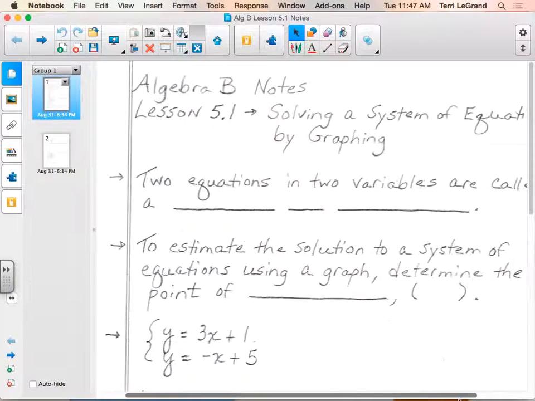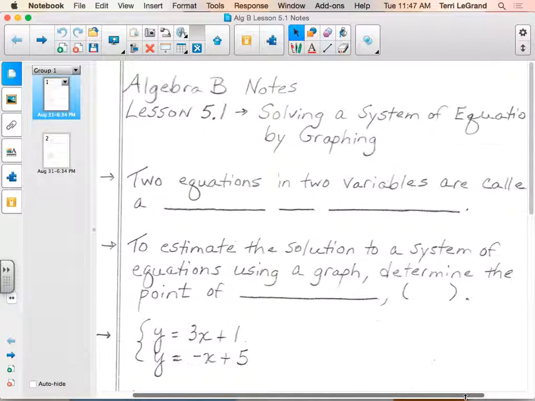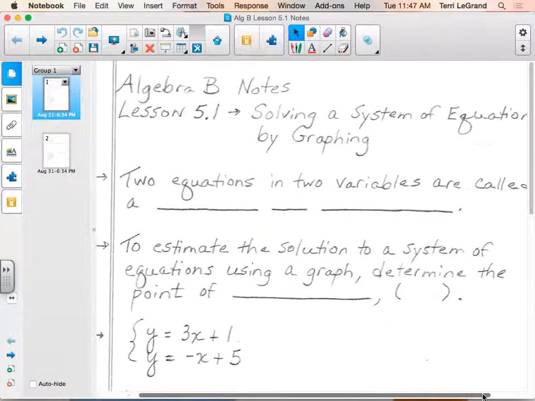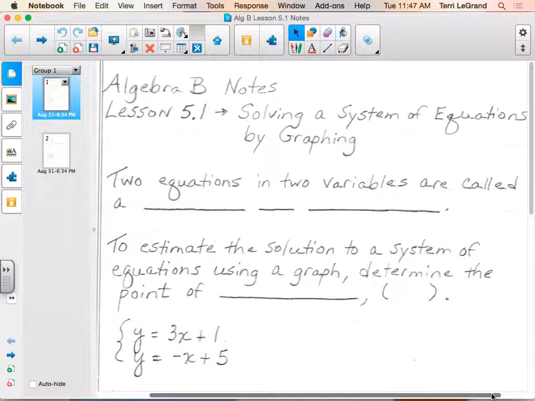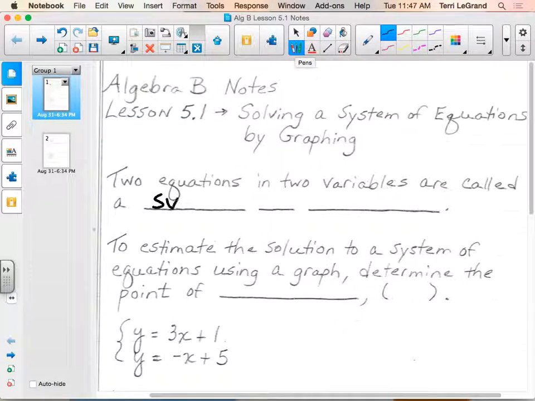So we are solving a system of equations by graphing. This is how we finished our last school year. And so we're going to start with, what is a system of equations? Well, it's two equations in our world. It can be 3, it can be 4, but thank goodness we don't have to do that. It's two equations in two variables. And they can be 3 variables, and again, hopefully we don't have to do that. So what we're going to say is, this is the definition for a system of equations.